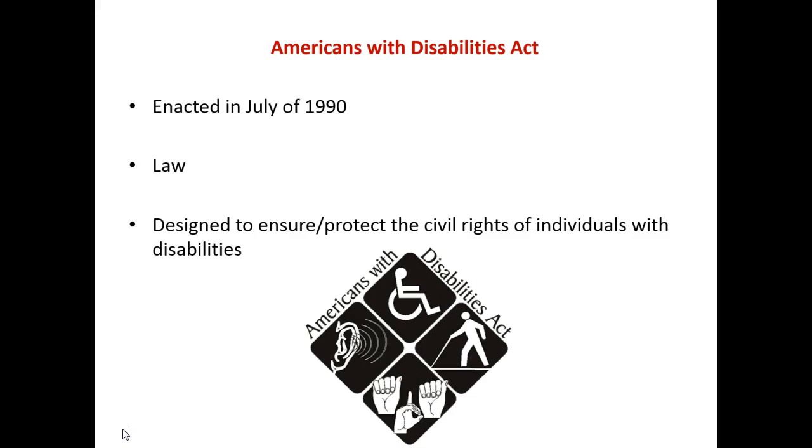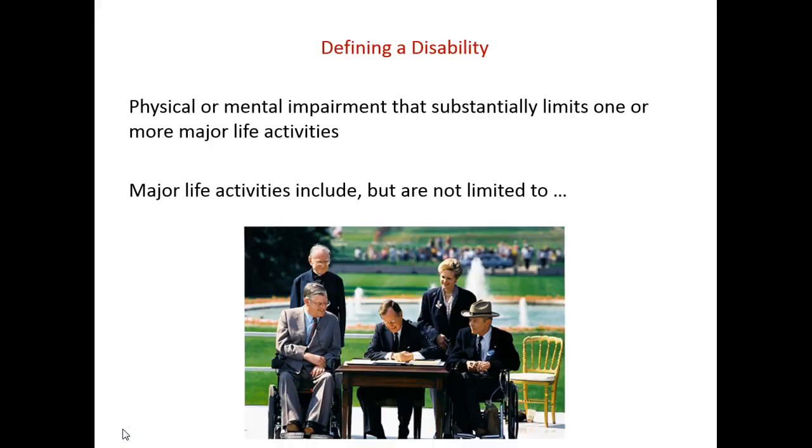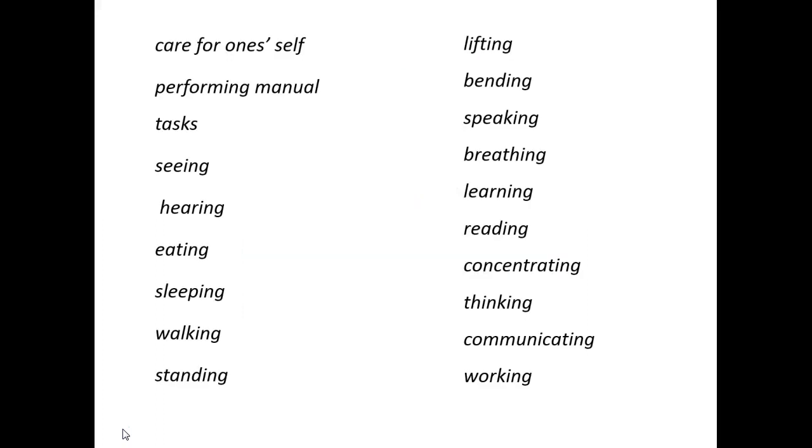The information here should help people understand what their civil rights are under the ADA and provide guidance for how to claim these civil rights. The ADA defines disability as a physical or mental impairment that substantially limits one or more life activities. Major life activities include, but are not limited to, any of the following, and you can stop the presentation and look at these if you want.